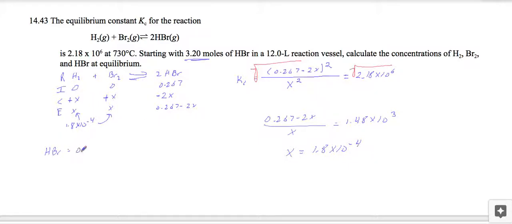So we put this down here. HBr is equal to 0.267 minus 2x, 2x, 2x. So the 2 here. The concentration for that one comes out to be, oh yeah, pretty much the exact same thing. Look at that, 0.267.